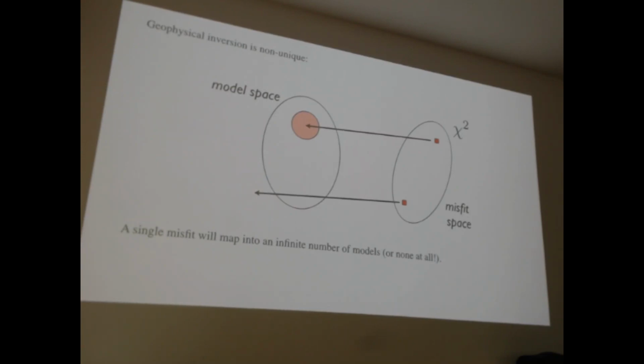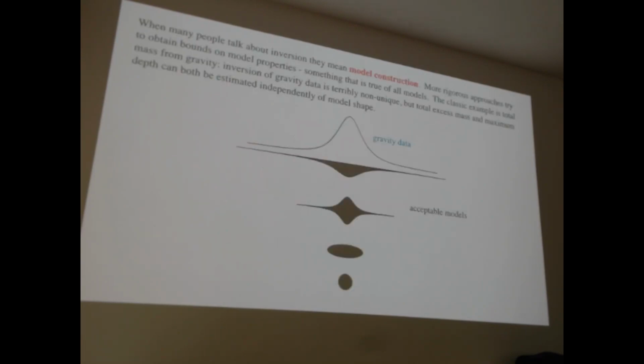So, some other properties of the inverse problem in geophysics. Geophysical inversion is non-unique. For a given misfit to your data, there's an infinite number of models that will fit, or maybe no models at all. So basically, you've got two possible outcomes when inverting your data. There's an infinite number of models that will do it, or maybe there are no models at all. So that's not very satisfactory, really. And this is also true of other things.